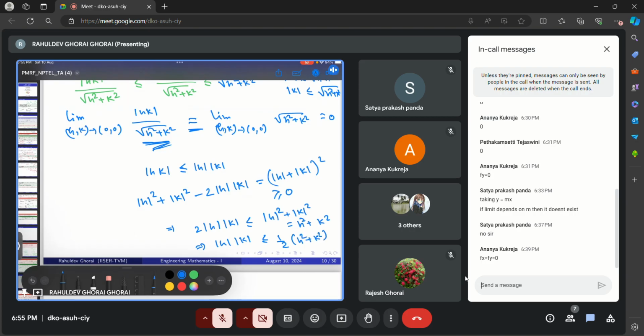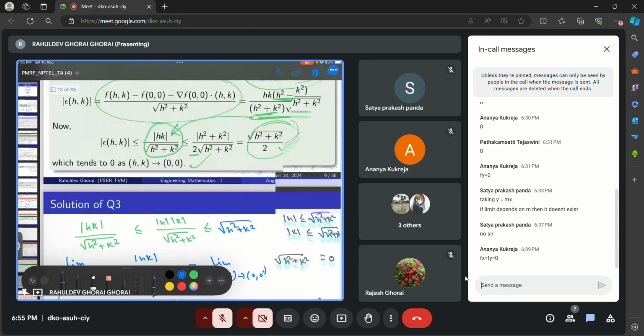In a different way you can write, mainly we need to prove that this limit is less than or equal to 0. Now when you have |hk| less than or equal to half of (h² + k²), from here what you can write, this limit as (h, k) tends to (0, 0) is nothing but (h² + k²) over 2 times the square root of h² + k².